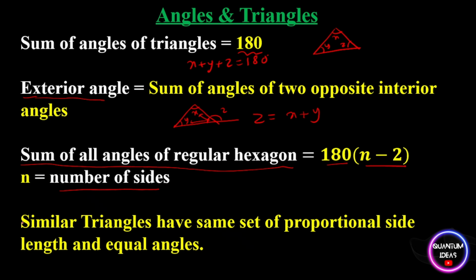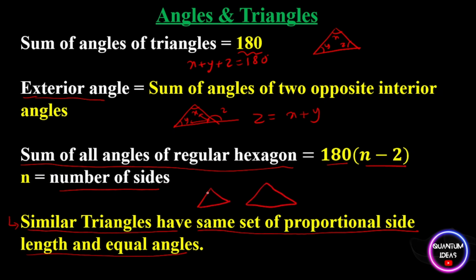Okay, and there is something called similar triangles. Similar triangles have the same set of proportional side lengths and equal angles. That means, let me draw a simple similar triangle. So this one and let's say this one. First of all, you have to understand the angles will be the same. Similar triangles will have the same angles, no problem. So this is x, this is also x, this is y, this is also y, this is z, this is also z, no problem.